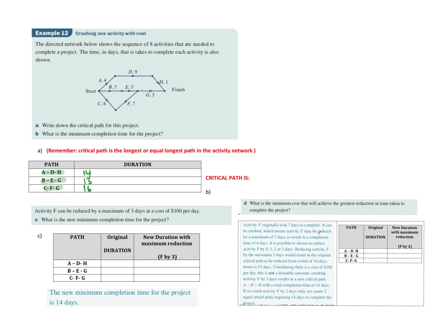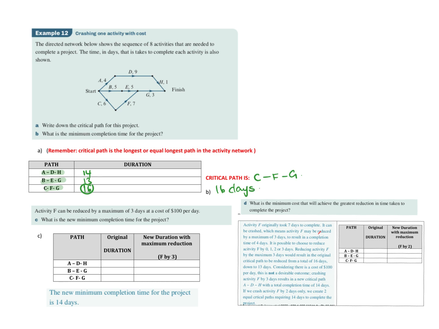So the critical path is the 16. So when you answer that, you just say C, F, G is the critical path. Now, what is the minimum completion time? This was days, so we'll say 16 days.